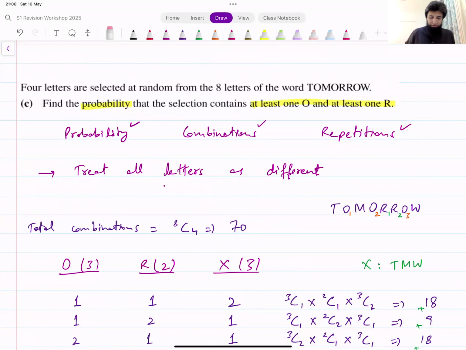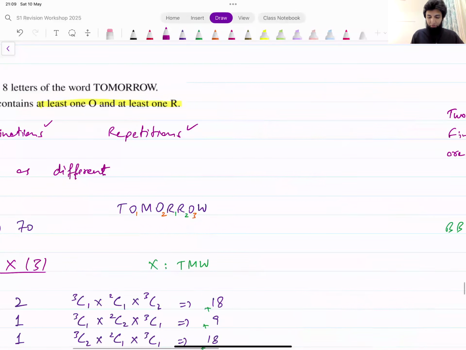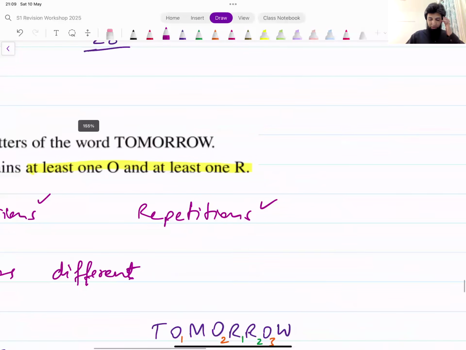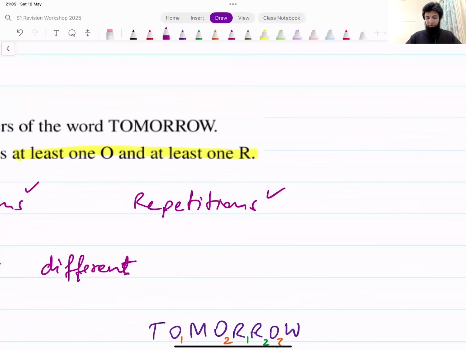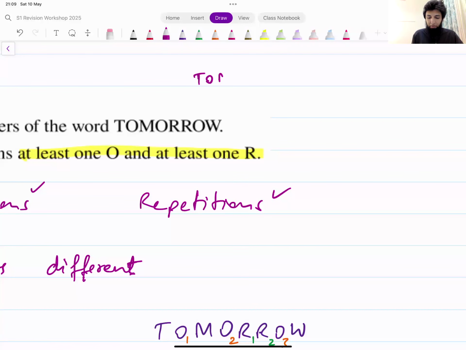Okay, now how do we think about this? 4 letters are selected at random from these 8 letters in the word tomorrow. Find the probability that the selection contains at least 1 O and at least 1 R. Now, 4 letters. What could be the 4 letters that you could select? Let me just quickly tell you about the logic behind it. If you understand it, that's good. Otherwise, I'll tell you what to remember. One possible selection satisfying this condition could be T, O, M, R.